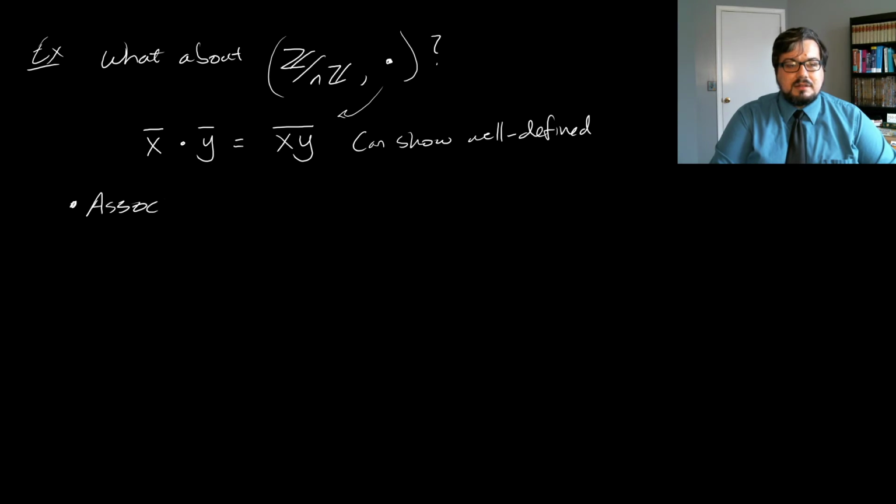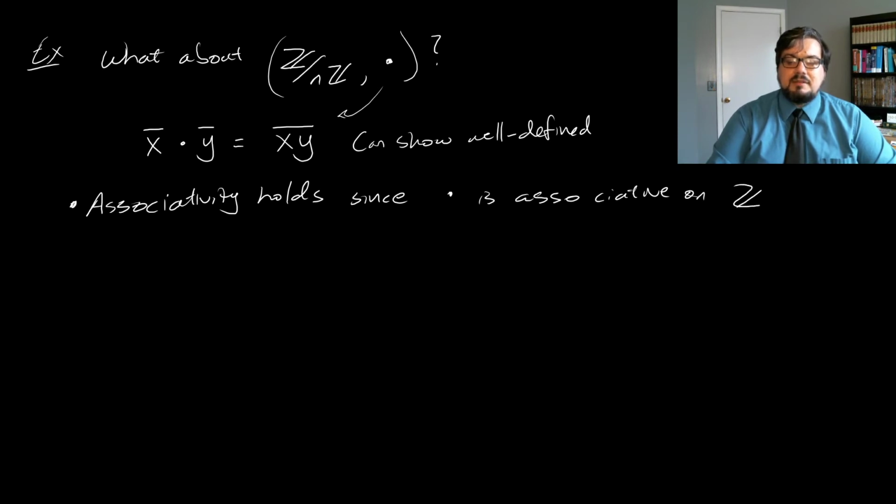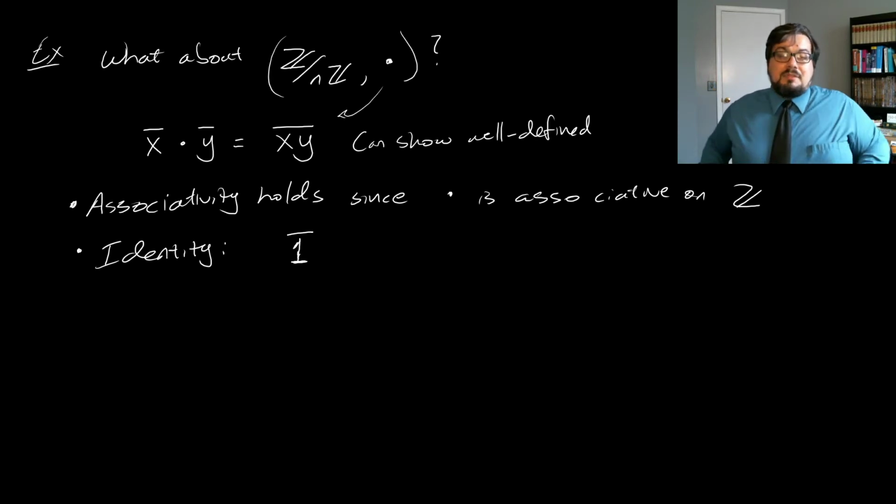associativity holds, since multiplication is associative on Z, basically exactly the same argument we had for addition. We have an identity. The identity element here is going to be, again, the equivalence class of the identity, of the multiplicative identity on Z.